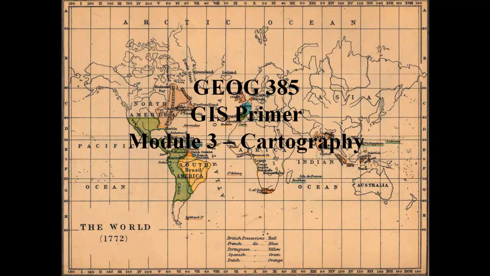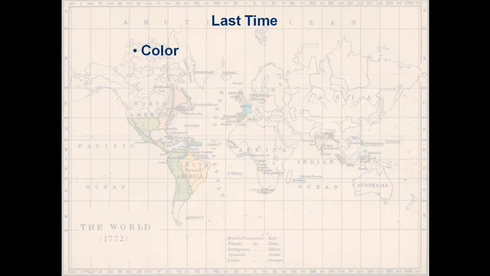Okay, this is video 6 of module 3. This is the last video of my discussion of cartography. Last time I talked about color. Color is a very important consideration when you're making maps. You also need to consider the fact that not everyone can see colors properly. There's a limited window of the spectrum that people can see, and that's generally the RGB, red, green, blue layers or bandwidths of the spectrum.